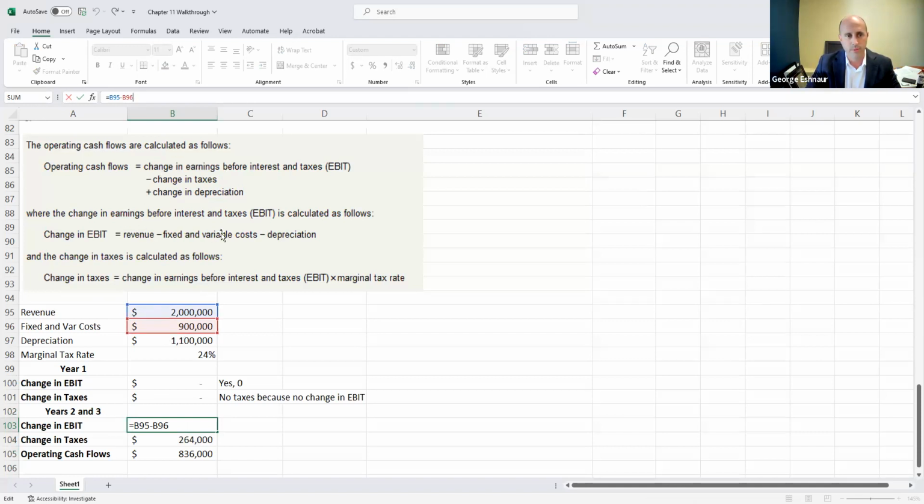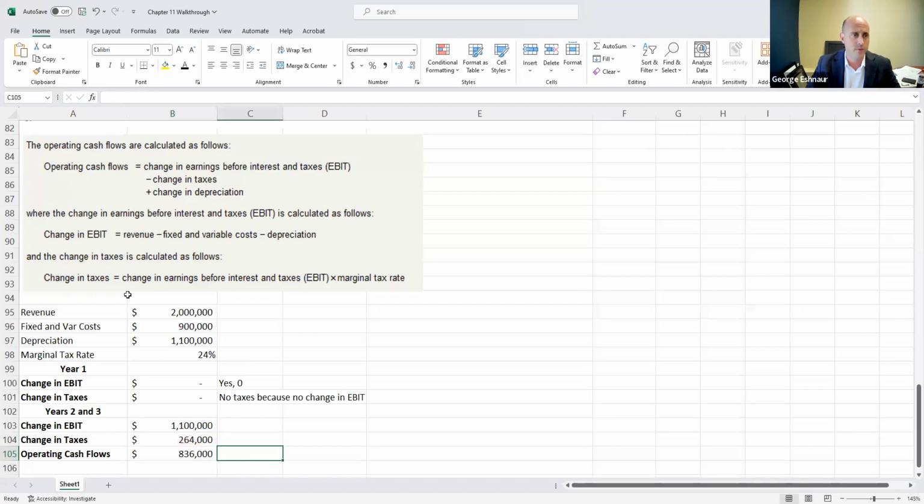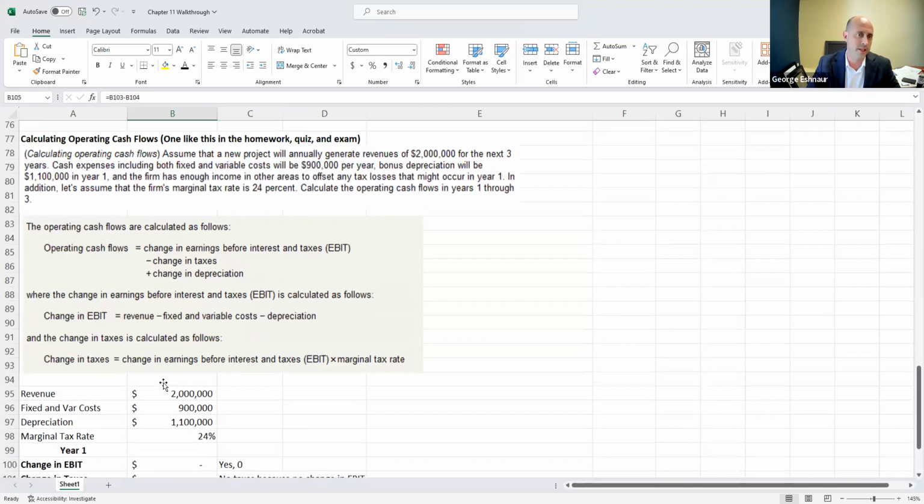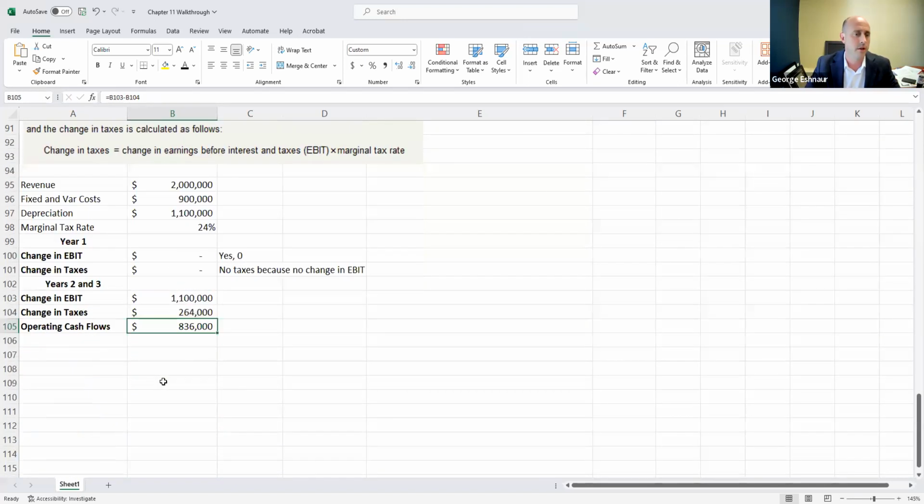So change in EBIT. We start here, revenue minus fixed cost, depreciation is wiped out now. Change in taxes is now we're being taxed on this $1.1 million at 24%. And then that leaves the difference between $1.1 million and the $264,000 in taxes. So that gives us what we need in the end. We have our change in EBIT up here, minus our taxes. We already took care of our depreciation. So our operating cash flow is $836,000 for years 2 and 3. All things being equal, nothing changes over time or anything like that.